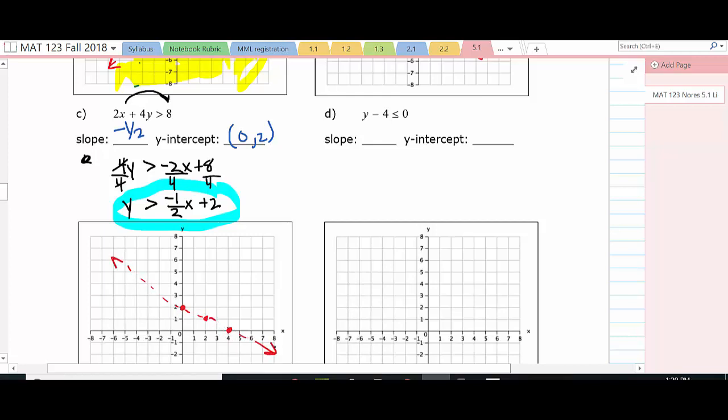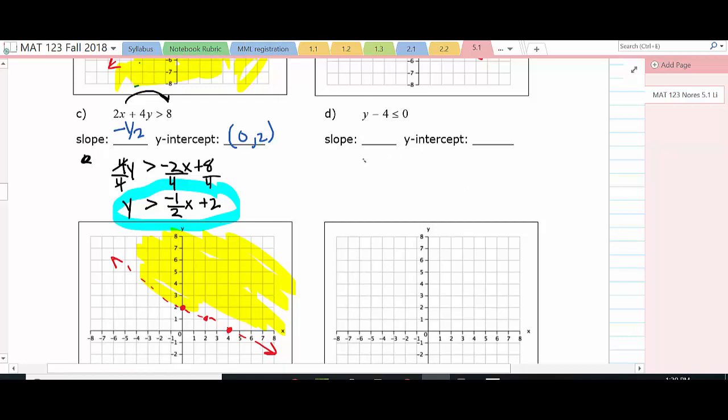And do I shade above or below? I shade above. Good, okay, because you do have a greater than problem like that. So the only thing that's different on that one is be sure that you solve for y. Okay? All right, the next one.